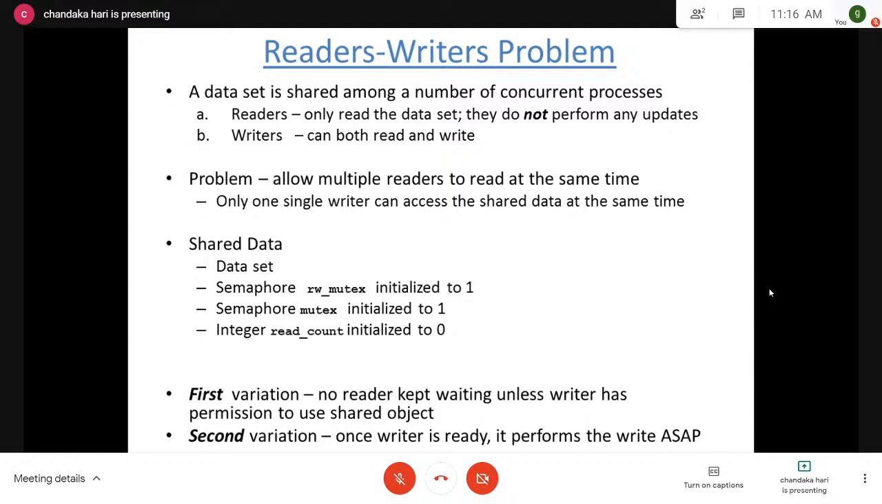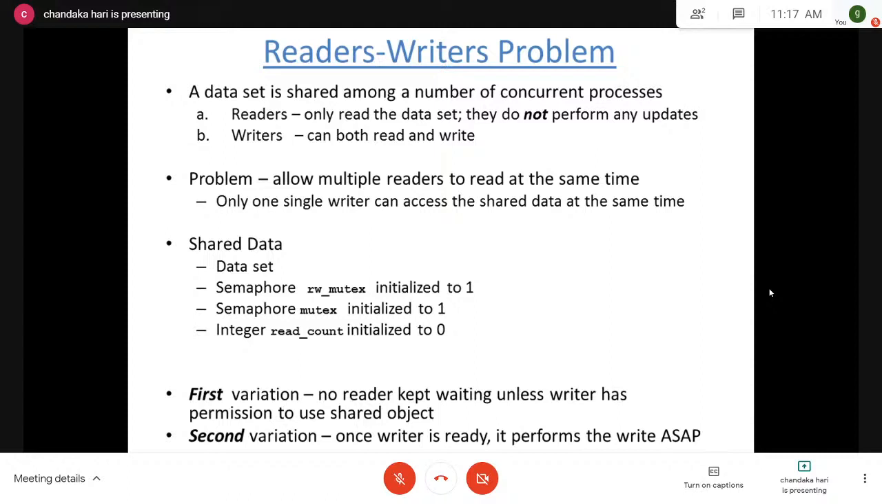Okay, before going to the detailed discussion about this solution, first of all you need to keep these 2 points in your mind. The first variation: no reader is kept waiting unless the writer has permission to use the shared object. Any number of readers is allowed at the same time. The second variation: once a writer is ready for writing, it has to complete its write operation as soon as possible. Why? Because all readers and writers are blocked during your writing process. These are very important 2 points you need to keep in mind before going to the solutions of this particular reader-writer problem.